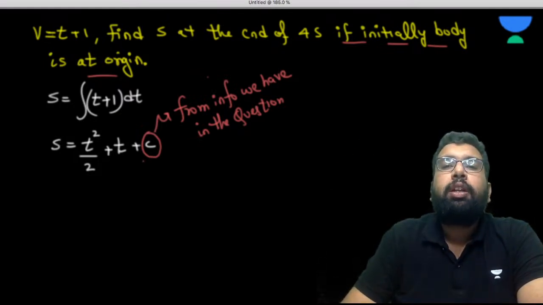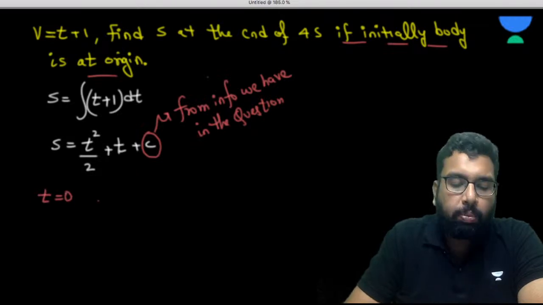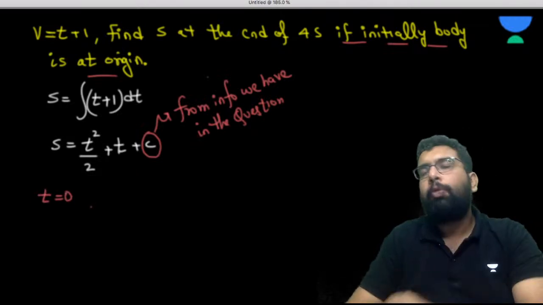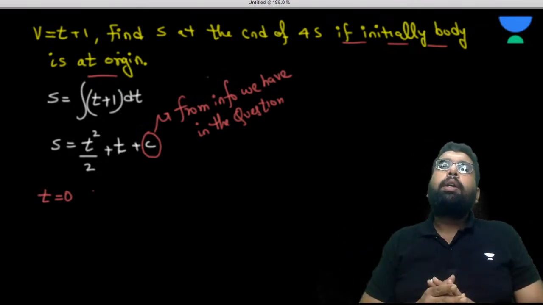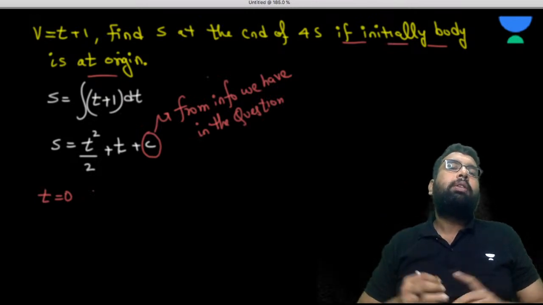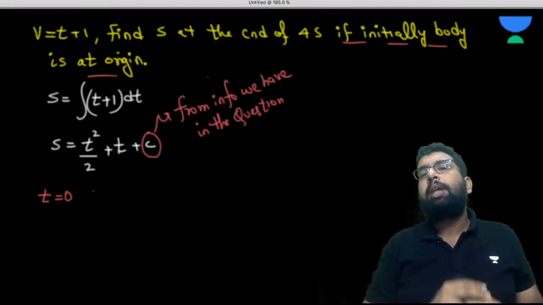So if initially the body is at origin, initially means at the start of motion, so we can consider that at that moment the time is 0. Wherever you suppose that the motion has started, at that point you can consider the time to be 0. It just means that you are taking the measurements and the reference from that point.